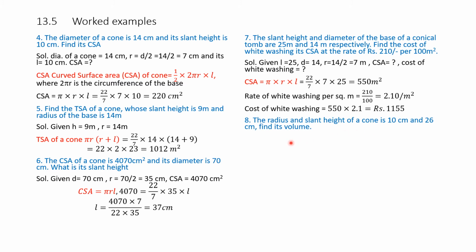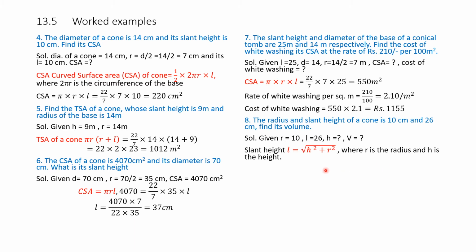Given r is equal to 10 cm, l is equal to 26 cm, h we have to find out, as well as the volume also we are required to find. Therefore, slant height is given by the formula l is equal to square root of h square, that is the vertical height, plus r square. So, l is equal to square root of h square plus r square, where r is the radius and h is the height.